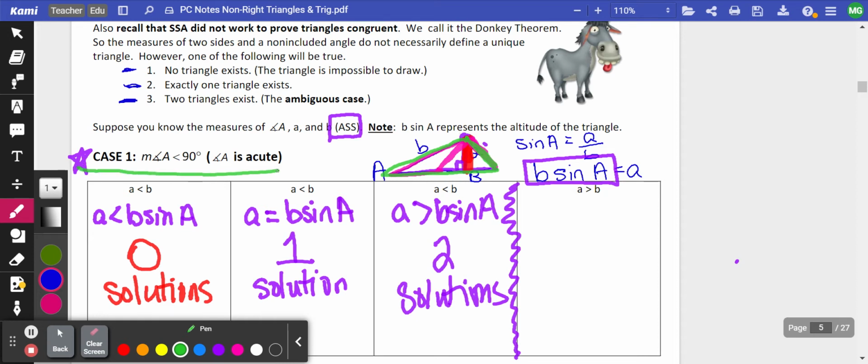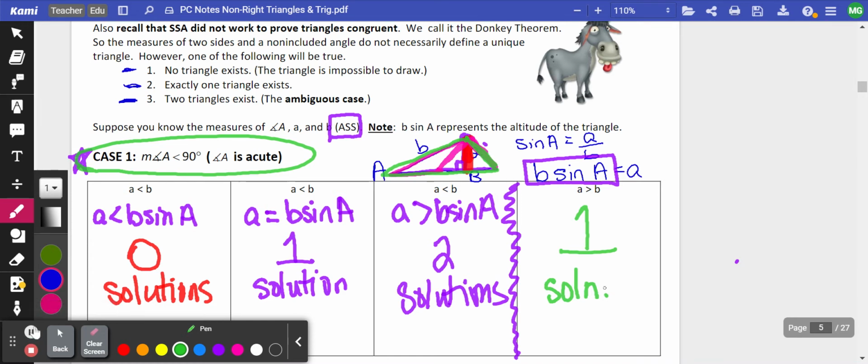Given the same initial information, which is that angle A is acute, if side a is bigger than b, we will have exactly one solution. Nothing to think about there. Just exactly one solution. And then you would go and solve using law of sines like we did before this lesson.